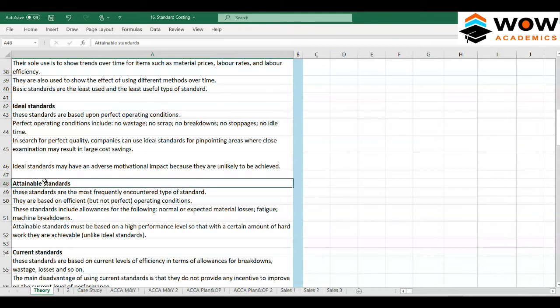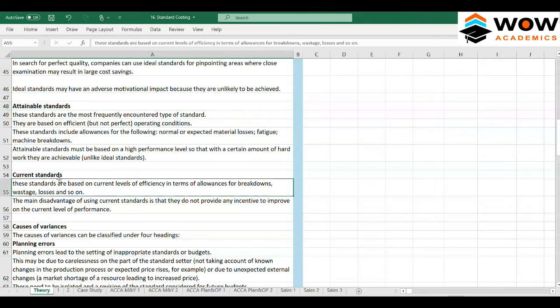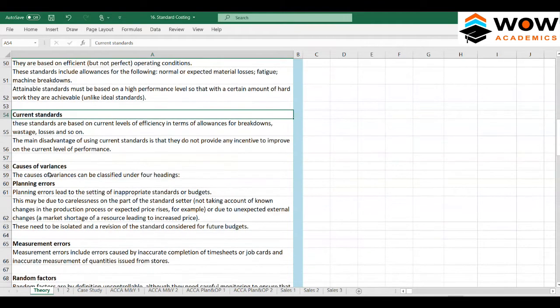Attainable is, if you are a person who's scoring 60, we can ask you to score 75, at least as an improvement. When you are scoring 75 consistently, we can ask you to score something like 85. We can push your attainable standard a little bit higher and higher. And what is the last one? The fourth standard is current standard.